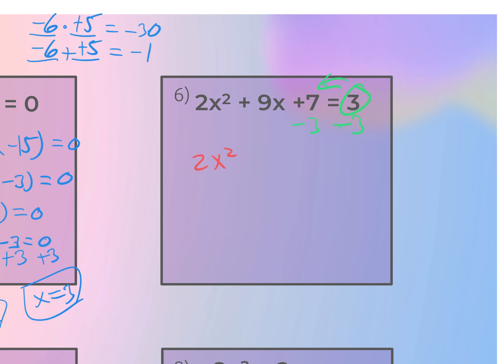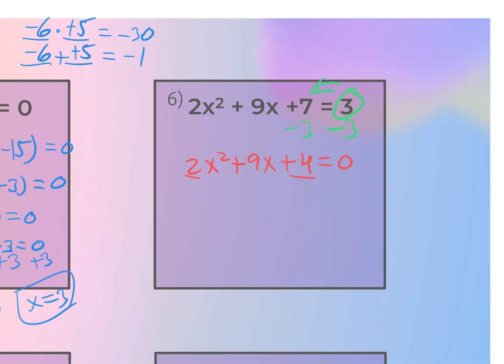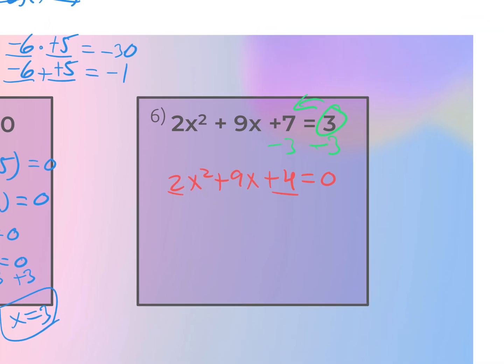All right, 2x squared plus 9x plus 4 equals 0. Now we want to find factors of 2 times 4, right? So again, this is similar to the last one where our a term is not 1. So 2 times 4 gets you positive 8. So we want to find factors of 8 that add to 9. This should be super easy. It's going to be 8 and 1. 8 times 1, 8 plus 1.